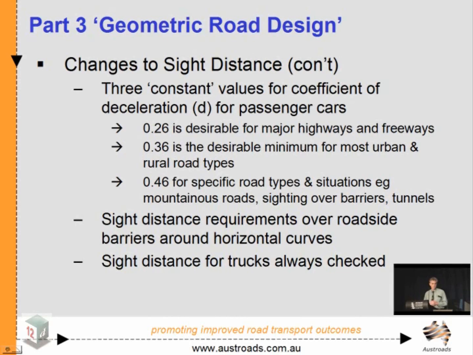We have new criteria for sight distance over roadside safety barriers. Anyone here that's tried to design with the previous criteria may have found that it's quite difficult to achieve, especially on interchanges around safety barriers. There's been new criteria placed in Austroads to try and achieve a more practical solution. And another thing Austroads says is sight distance criteria for trucks is always checked. Rather than just some desirable criteria for trucks, we are really now pushing the idea of designing for trucks everywhere.